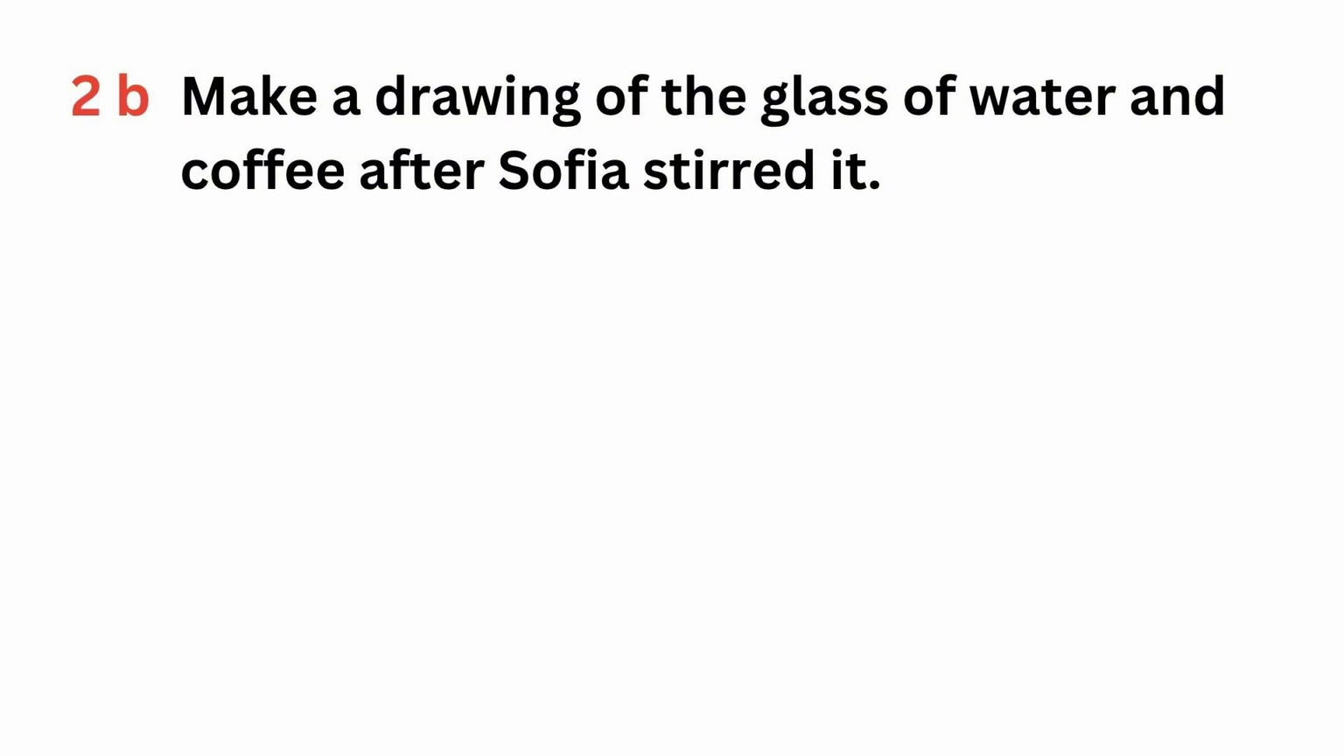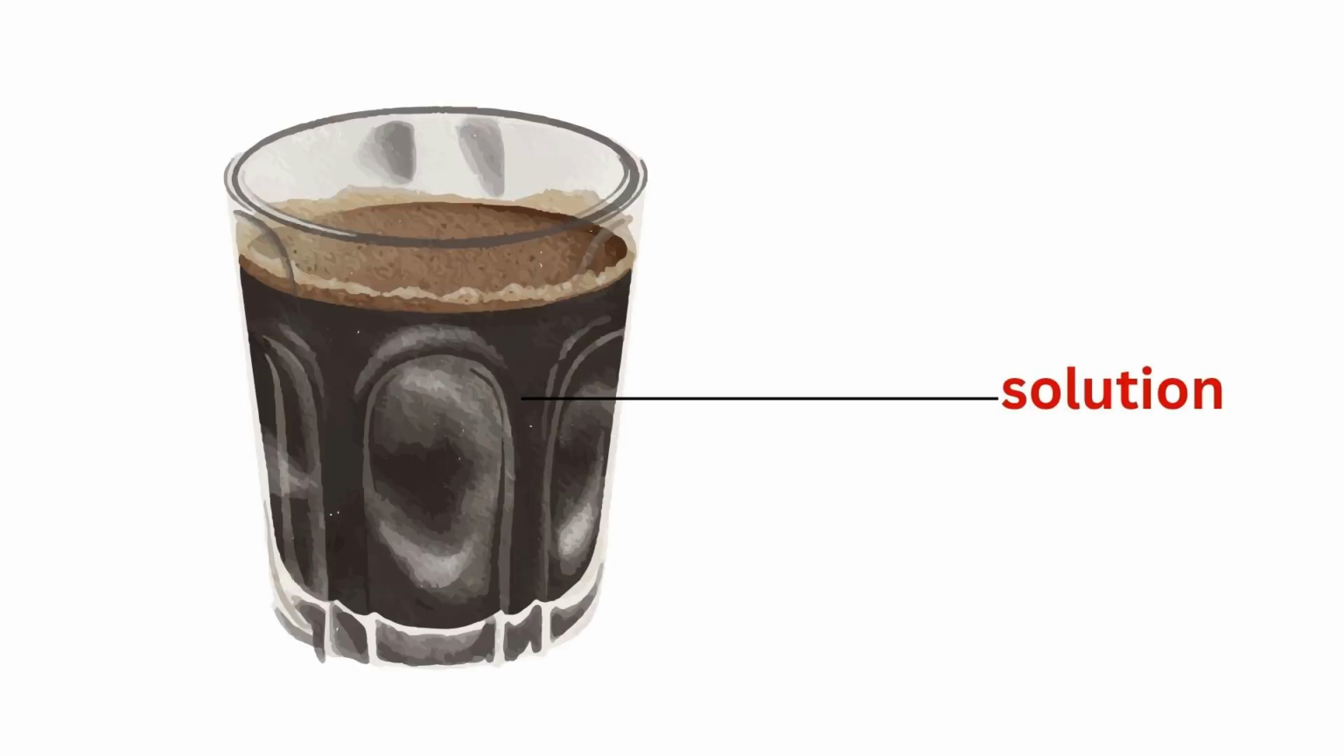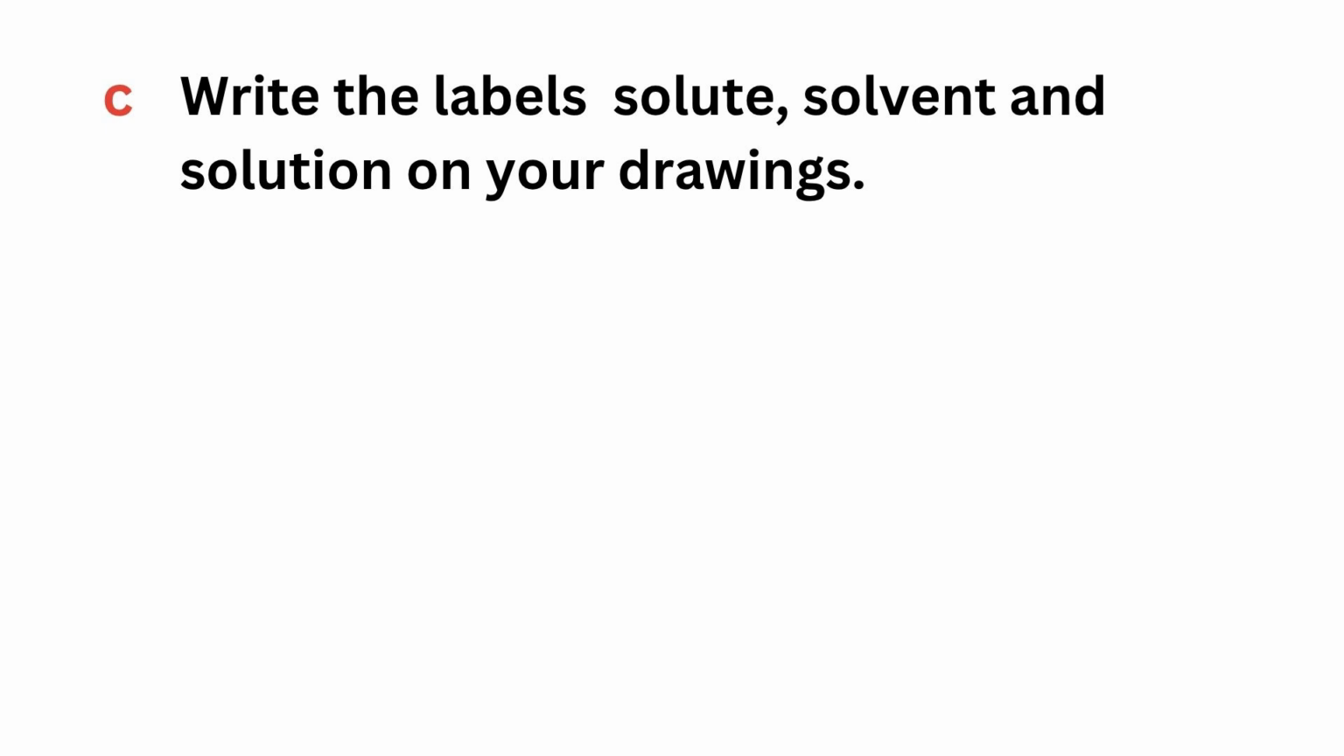Question 2b. Make a drawing of the glass of water and coffee after Sophia stirred it. So this is a drawing of the glass of water and coffee after Sophia stirred it. It became the solution. Question C. Write the labels solute, solvent, and solution on your drawings. So in the last drawing, we did already.